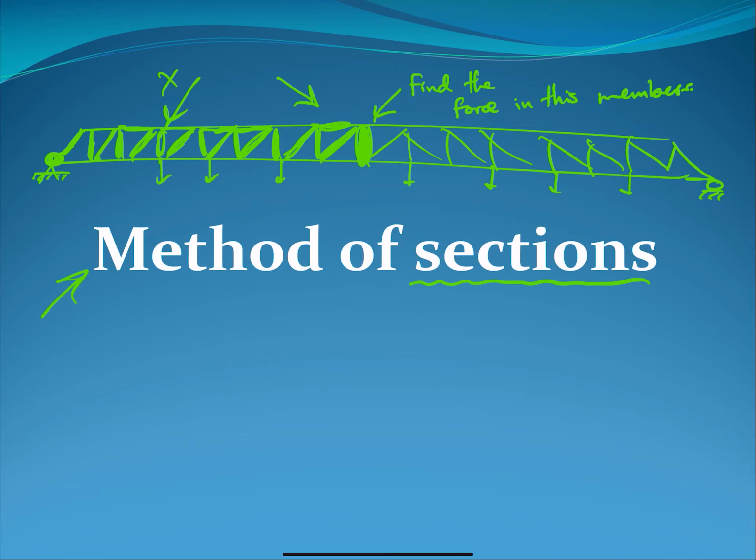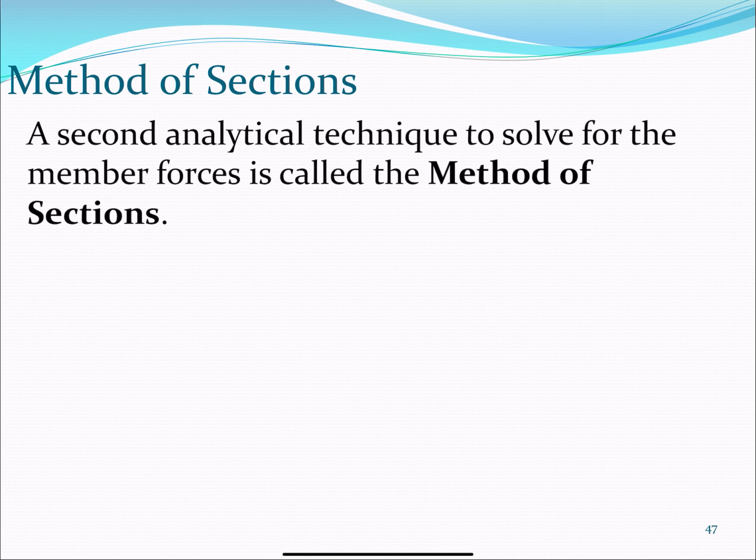So method of sections is a very powerful method to find the forces at specific members, right? Without having to start from one side of the truss all the way to reach the member you want. The method of sections will allow you to target a specific member, right? So if in the exam they didn't ask you to find all the forces in the members, but just this one, find the force in this member, the method of sections gives you a very powerful method to do so, right? So method of sections is a second method to solve for member forces.